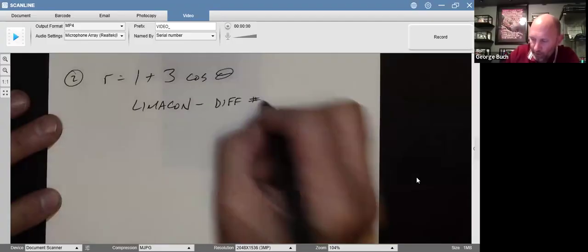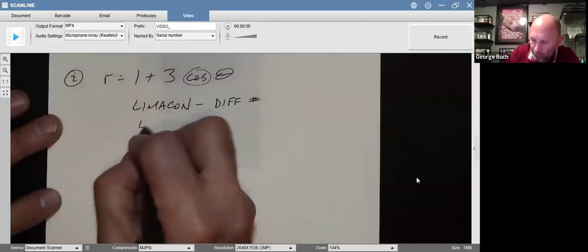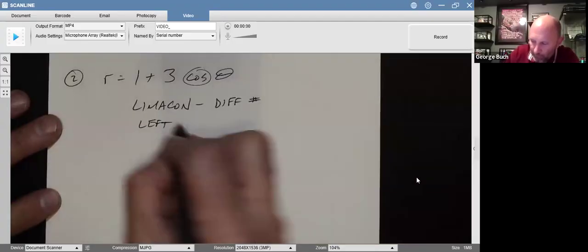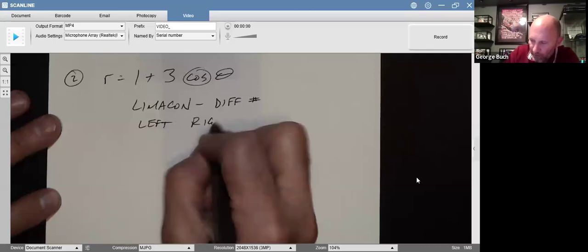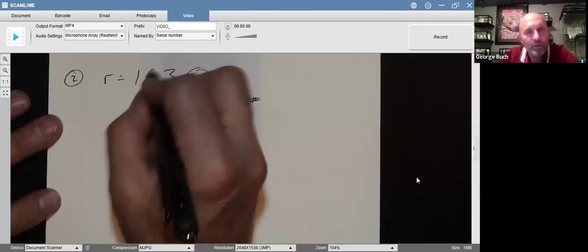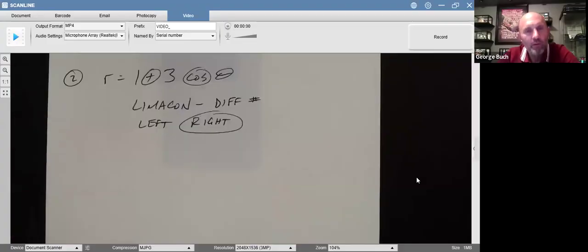Now, because of cosine, that means it's either pointing left or right. And because of the plus sign, it means it's pointing right. So on the exam, when it asks you to identify what type of figure this is and what direction, you're just going to tell me it's a limaçon pointing to the right. That's all you've got to do. You don't have to sketch it. You don't have to find the tip and the inner loop and the sides. Just tell me it's a limaçon pointing to the right. That's good enough for me.